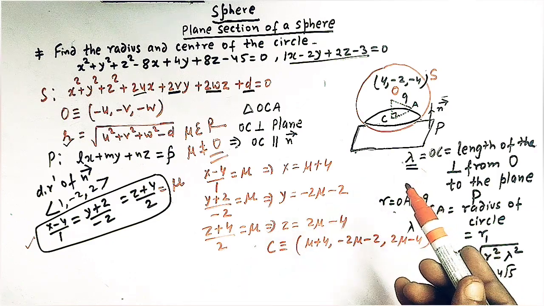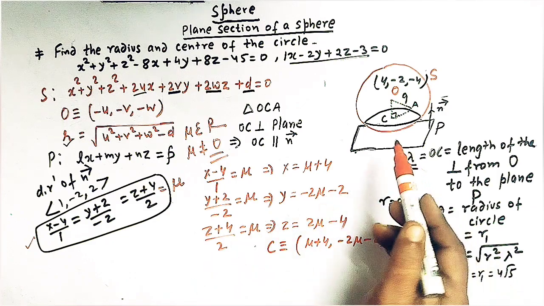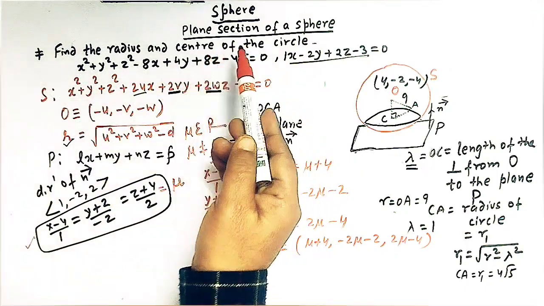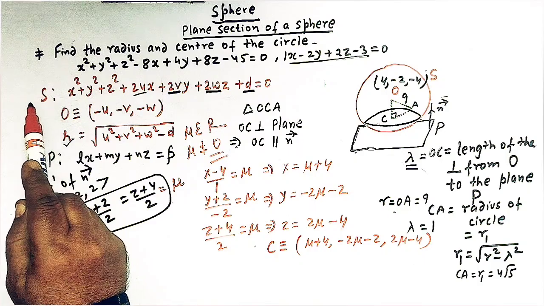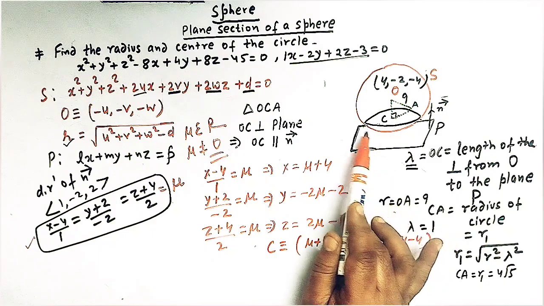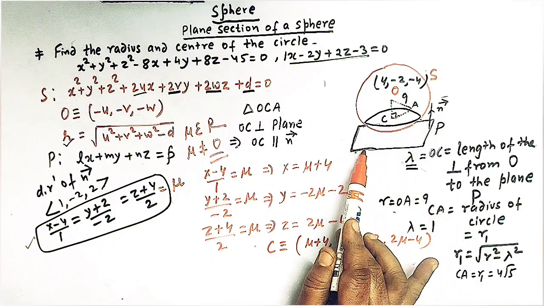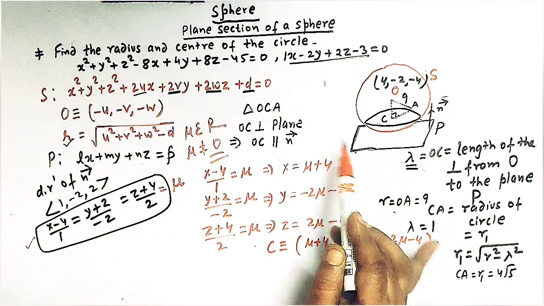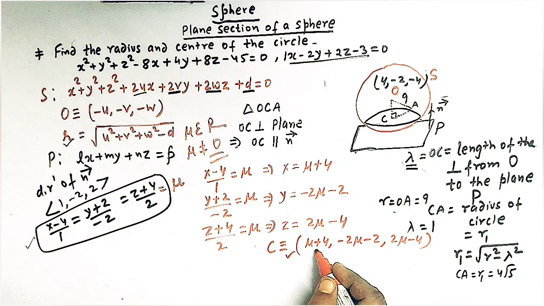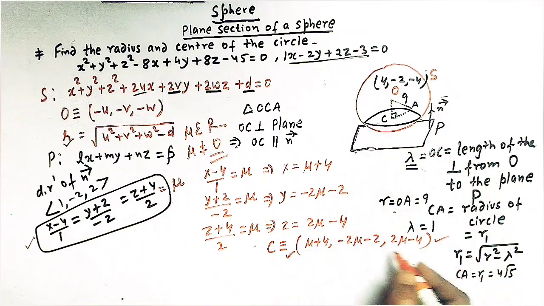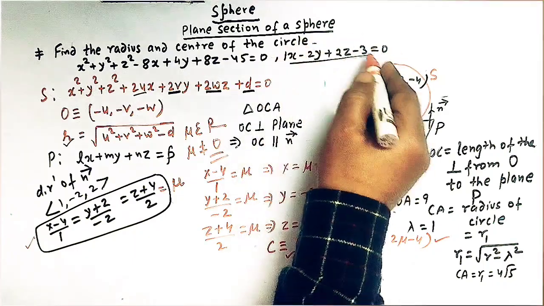Now here again we have to make use of an important concept: when this plane P makes a plane section on this sphere S, then the center of the circle, that is C, lies on this plane P, right? So it implies that the center C lies on the plane P, so that these coordinates satisfy the equation of the plane, right? So the center of the circle lies on this plane P, so these coordinates must satisfy the equation of the plane.